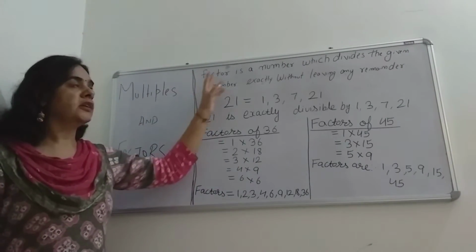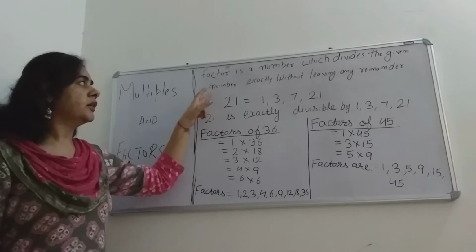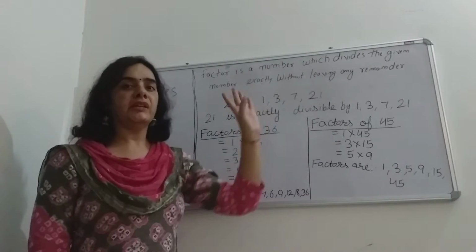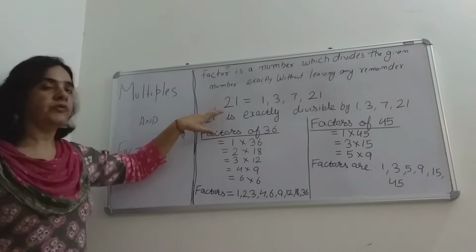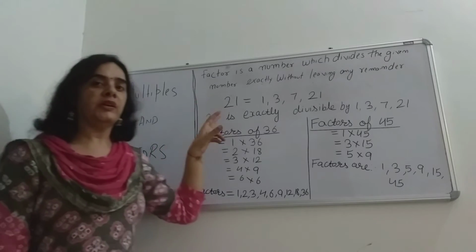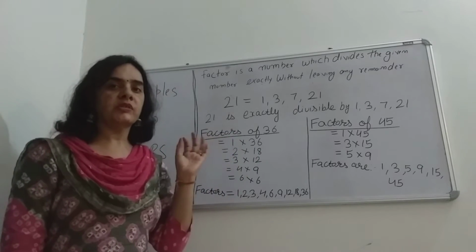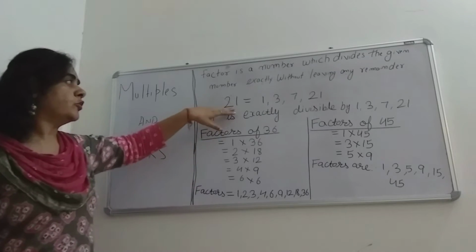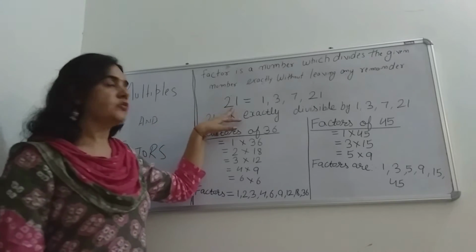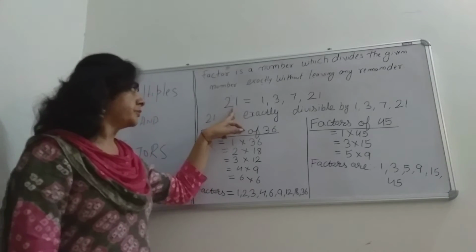What does it mean? कि फैक्टर वो नंबर होता है जो डिवाइड करता है एक नंबर को exactly without leaving any remainder. Suppose you have to find out factors of 21. So how will you find out? You will find out कि जो 21 है वो किस किस नंबर से एग्जैक्टली डिविजिबल है और जिसमें रिमाइंडर 0 आता है. इट इज कम्प्लीटली डिविजिबल. सो यू हैव टू फाइंड आउट द फैक्टर्स ऑफ 21. हाउ विल यू फाइंड आउट फैक्टर्स ऑफ 21?